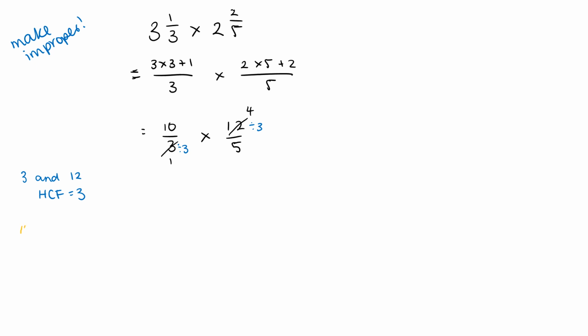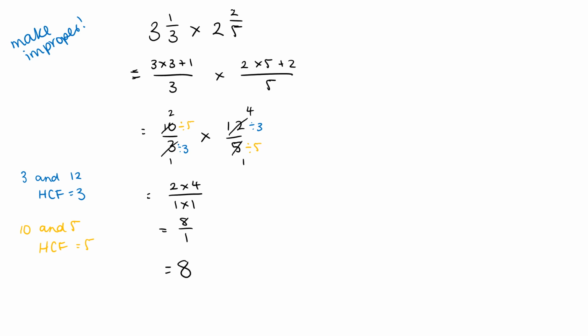Looking at 10 and 5, I've got the same thing. I've got a highest common factor of 5, which means that I can divide both of these by 5. And we end up with 2 on the numerator and 1 on the denominator. So now I have 2 times 4 over 1 times 1, which gives me 8 over 1, which simplifies down to 8. Okay, so cross-cancelling just helps you get to that final simple answer quicker.